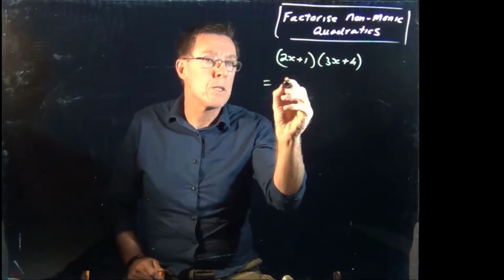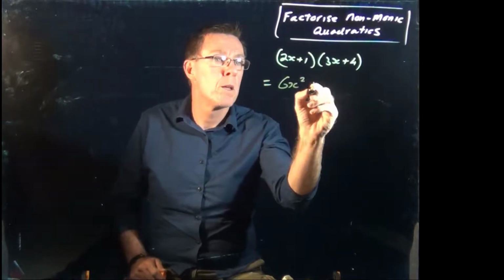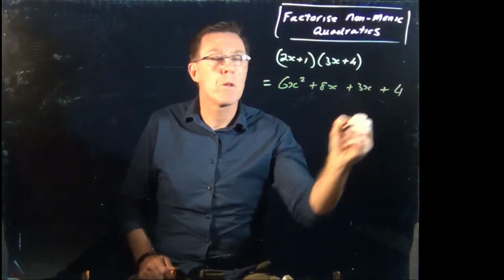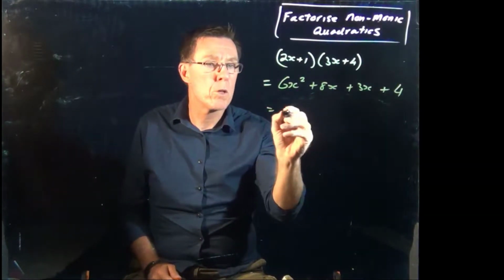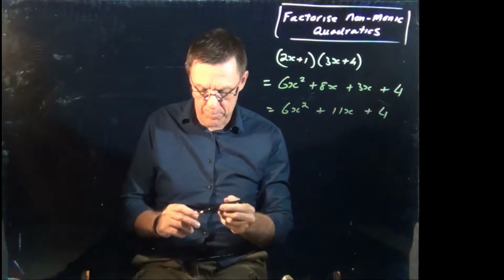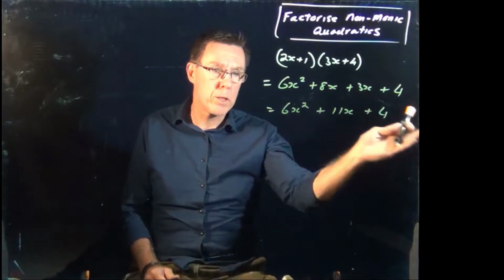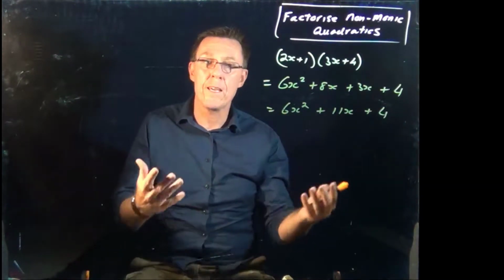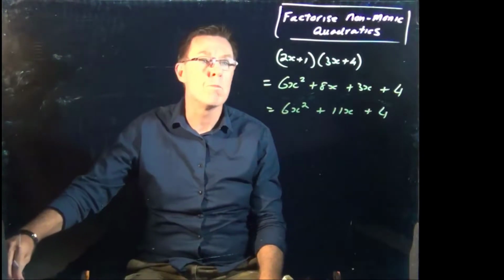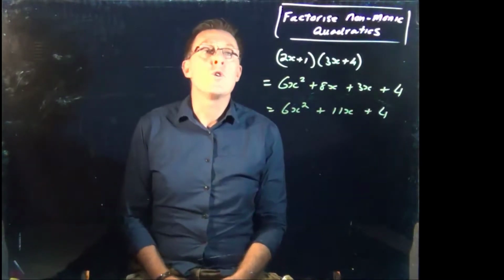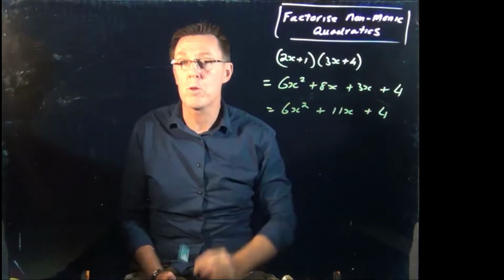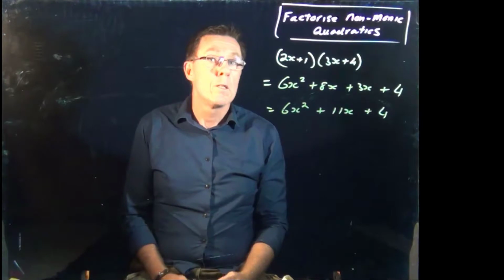So expand that, it's going to be 6x squared plus 8x plus 3x plus 4. Combine like terms, voila. So the quadratic down the bottom, 6x squared plus 11x plus 4, is (2x plus 1)(3x plus 4). They are the same thing. One's factored, one's not. So our job is we're going to start with these ones down here and factorise them to get back up to these ones up here. So how do we do that?